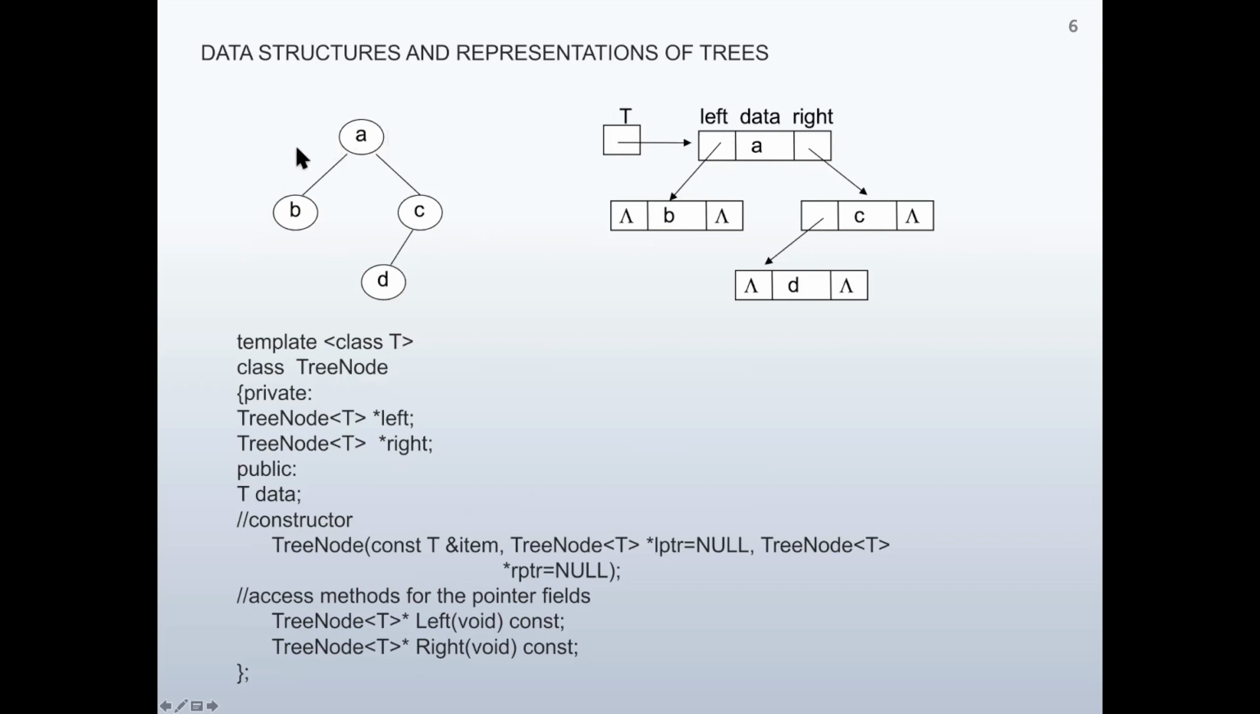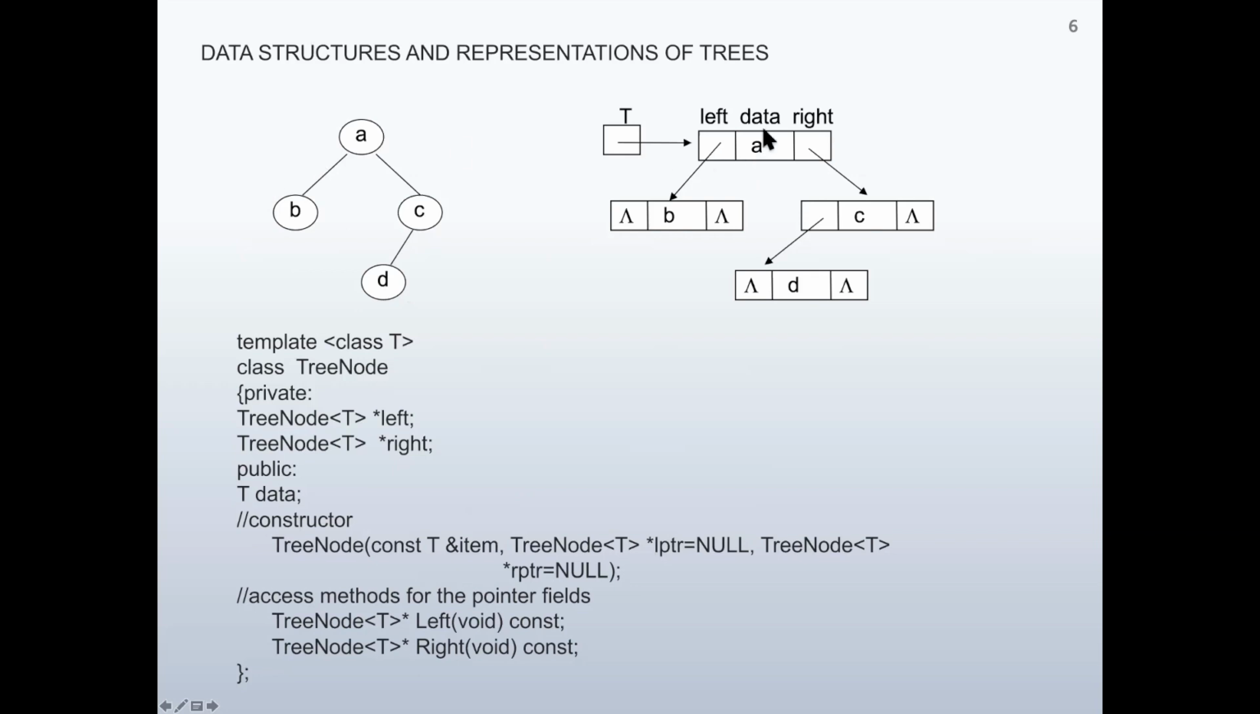So if this is an example binary tree, we have the root A, then B and C are subtrees of A. B has no subtree and C has a single subtree having information D.